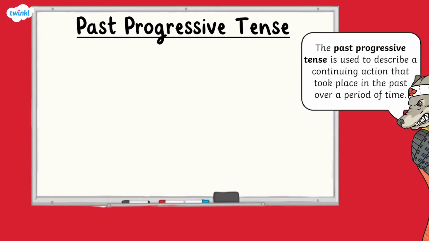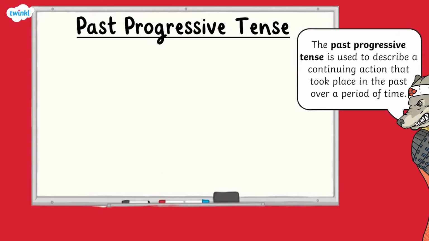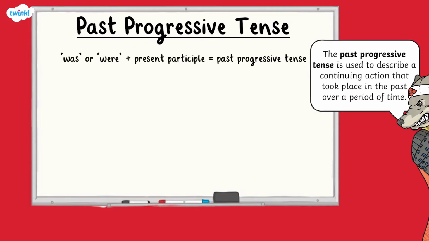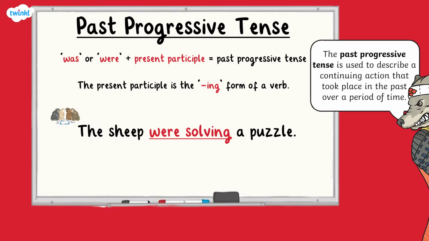The past progressive tense is used to describe a continuing action that took place in the past over a period of time. To form the past progressive tense, you need to use was for a singular subject or were for a plural object, plus a present participle. The present participle is the ing form of a verb. For example, the sheep were solving a puzzle, the witch was cackling loudly.